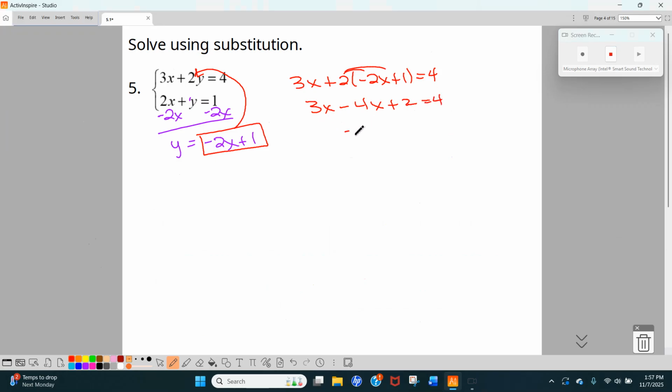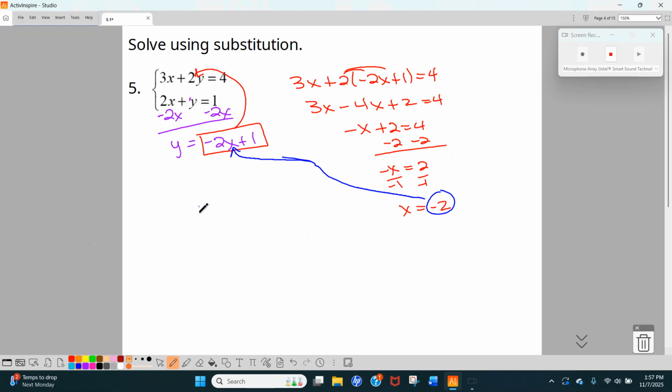So then combining these, negative x plus 2 is equal to 4. Subtract the 2. Negative x is equal to 2. Divide by negative 1, and x is negative 2. All right, so now that I know x is negative 2, I can take that fact and plug it in up here. Does not matter where you put it. This is generally the easier place. Does not matter though, as long as you put it in for x in one of the equations that you have.